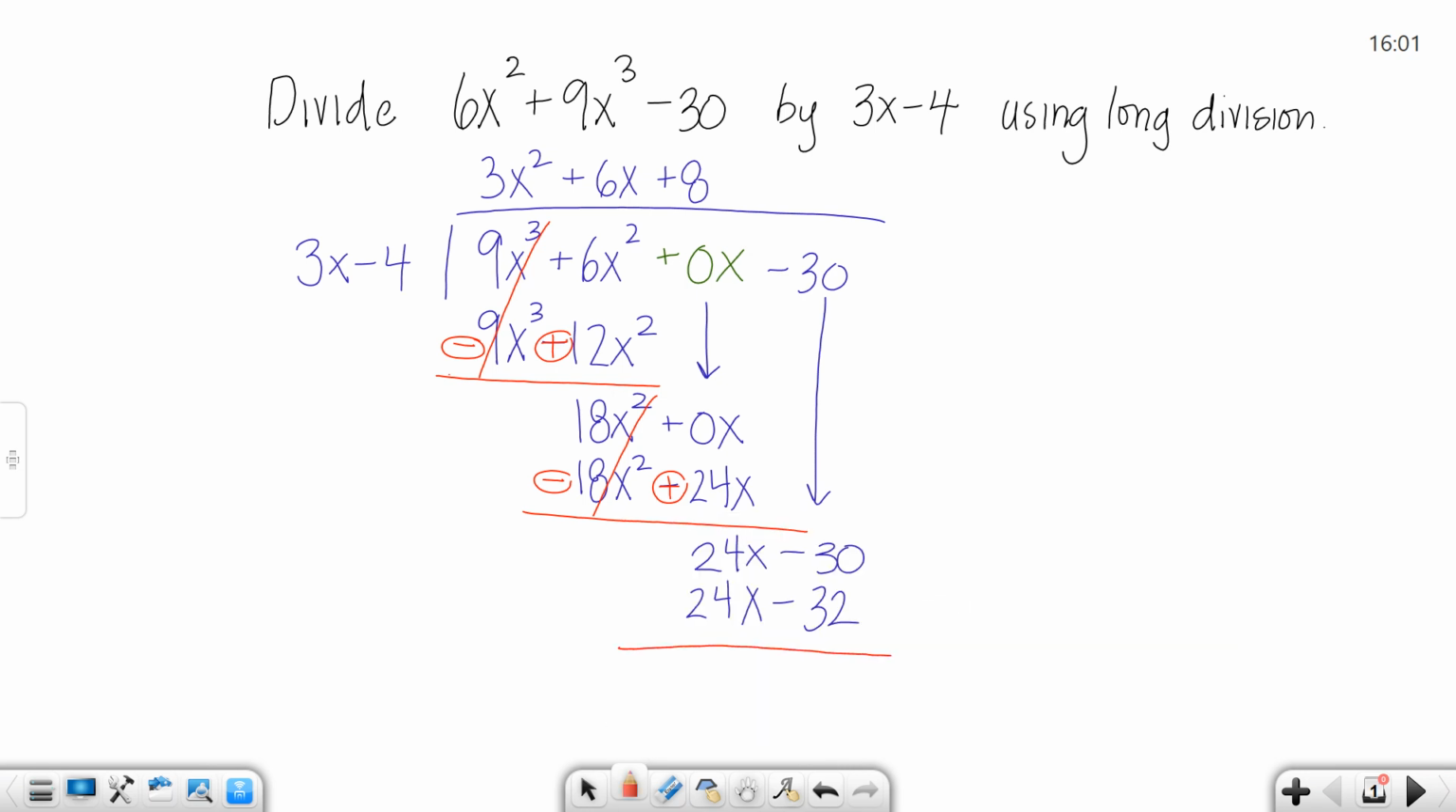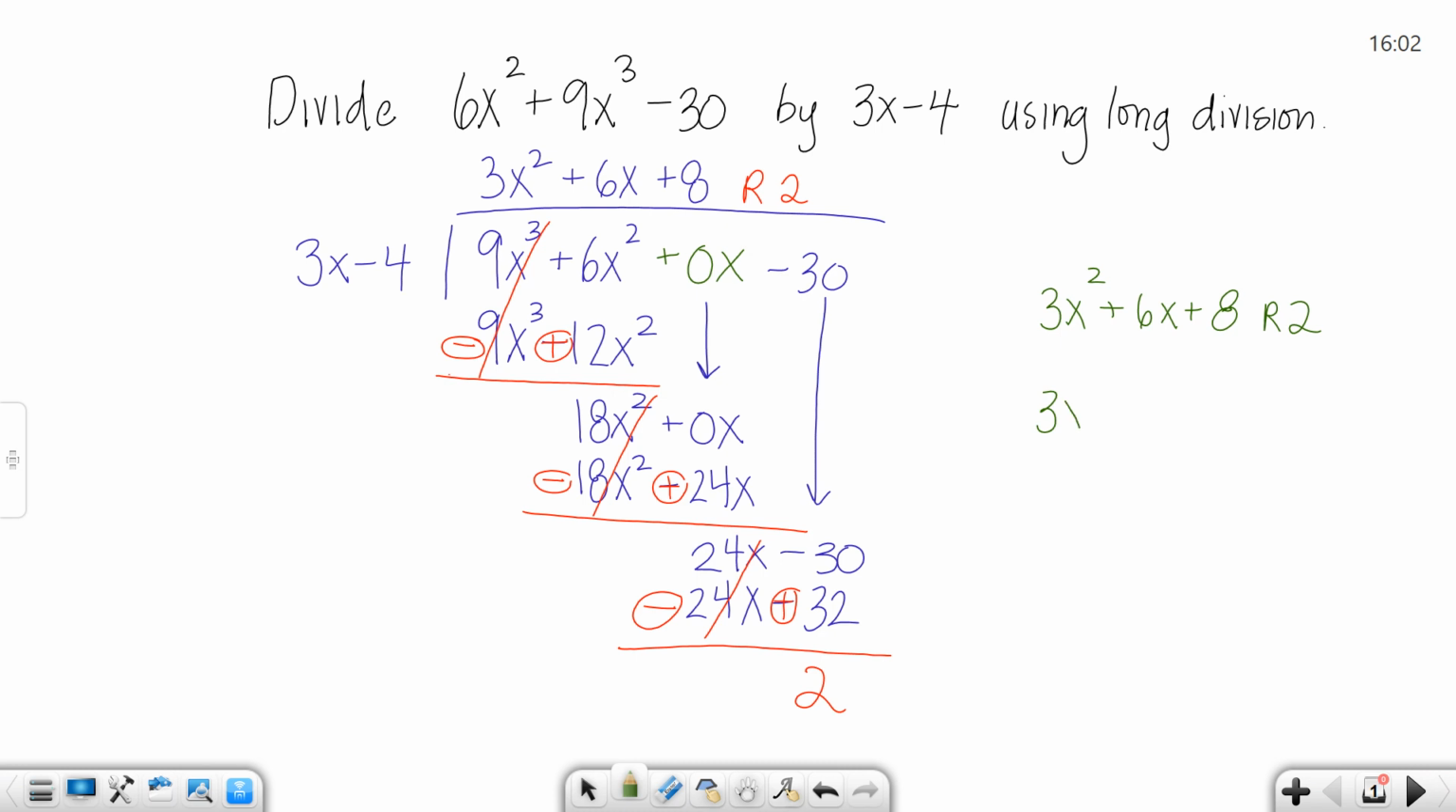When I draw my line, I change my signs. So the 24 becomes negative, the 32 becomes positive, and the 24 adds out. You'll see that the first column should always add out. Negative 32 plus 30 would give me a remainder of 2. Now I write my answer as 3x squared plus 6x plus 8 with a remainder of 2.